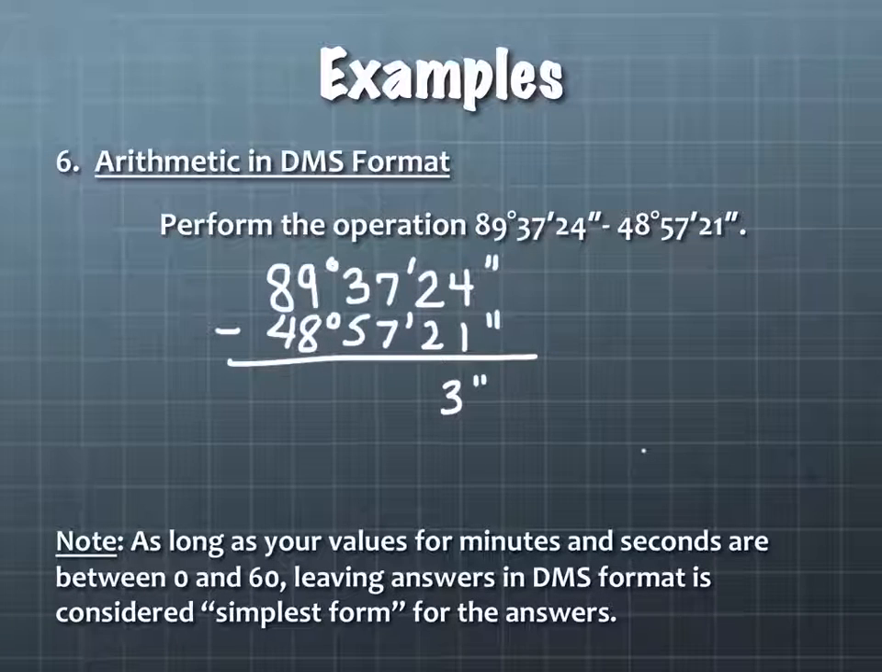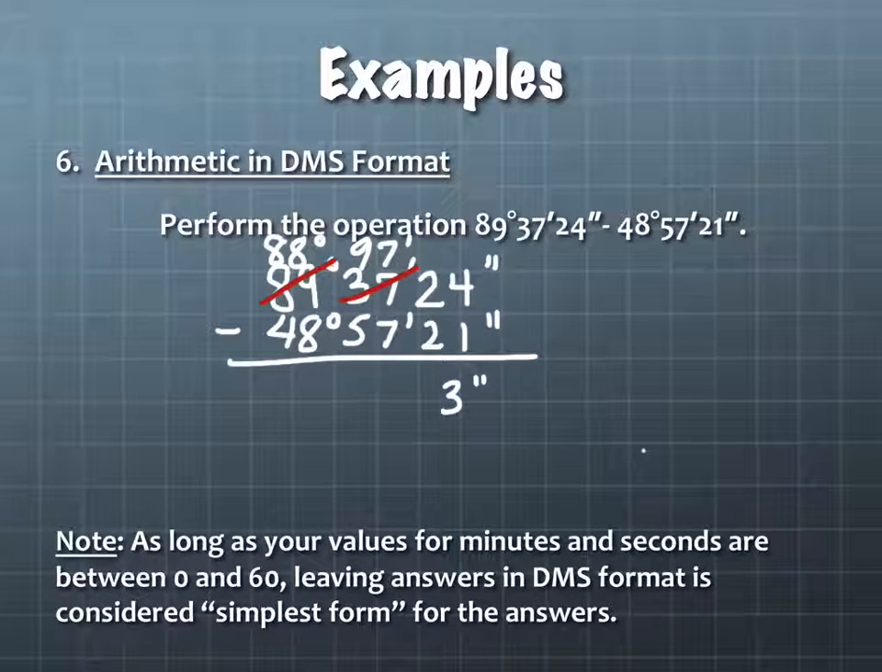You have to borrow. Now, normally with us, we would take this 89 and we'd mark it down to an 88. We're going to do that here too. We're borrowing a degree. But how many minutes is 1 degree? 60. So when I borrow here, I'm borrowing 60. So I'm borrowing 60 plus the 37 I already have. How many minutes do I now have? 97. So this 37 is now 97.